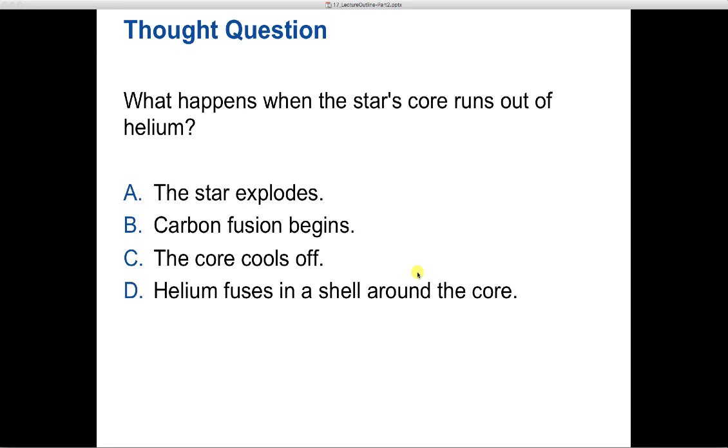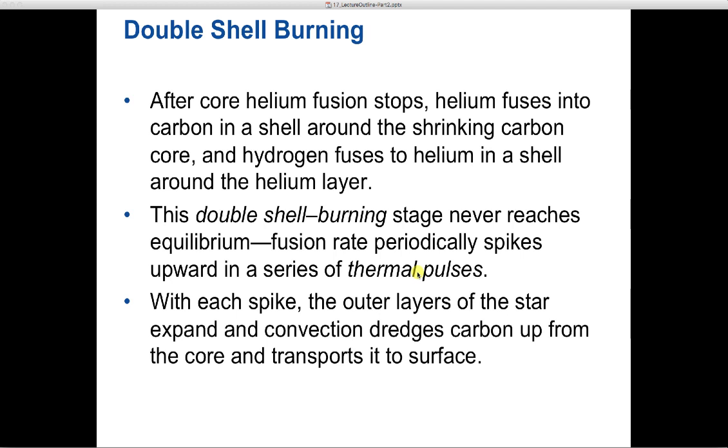It's just like it happened for hydrogen. When hydrogen fusion stopped in the core and the core shrunk, everything heated up, and because of the increased temperature, the shell of gas around the core could then start doing something. And in this case, the shell is going to start burning helium into carbon in a shell around the core. So after the core helium fusion stops, helium is fusing in a shell, converting helium into carbon in this shell.